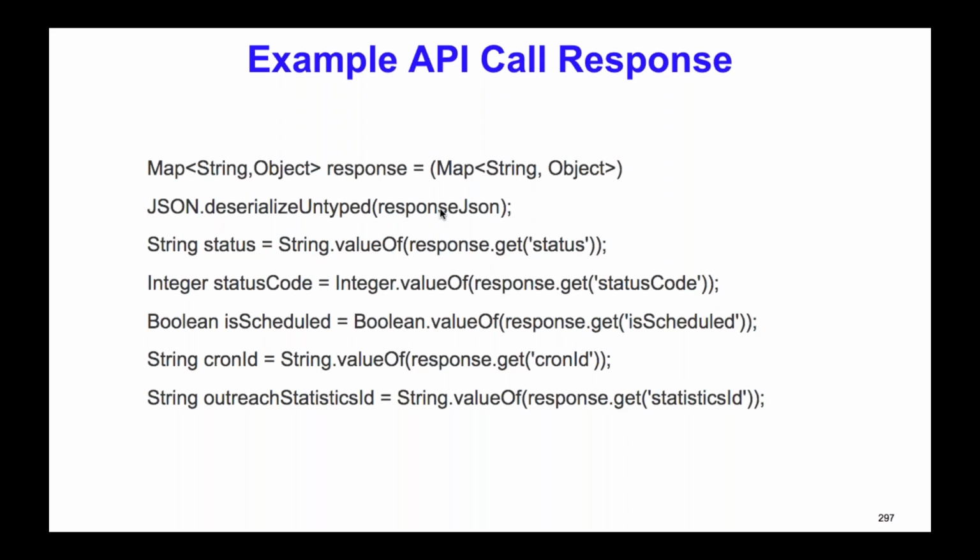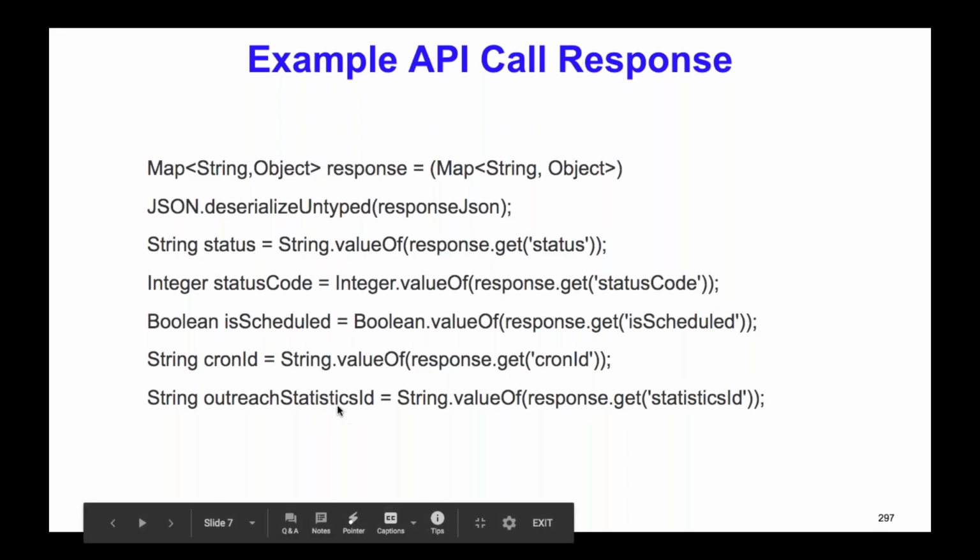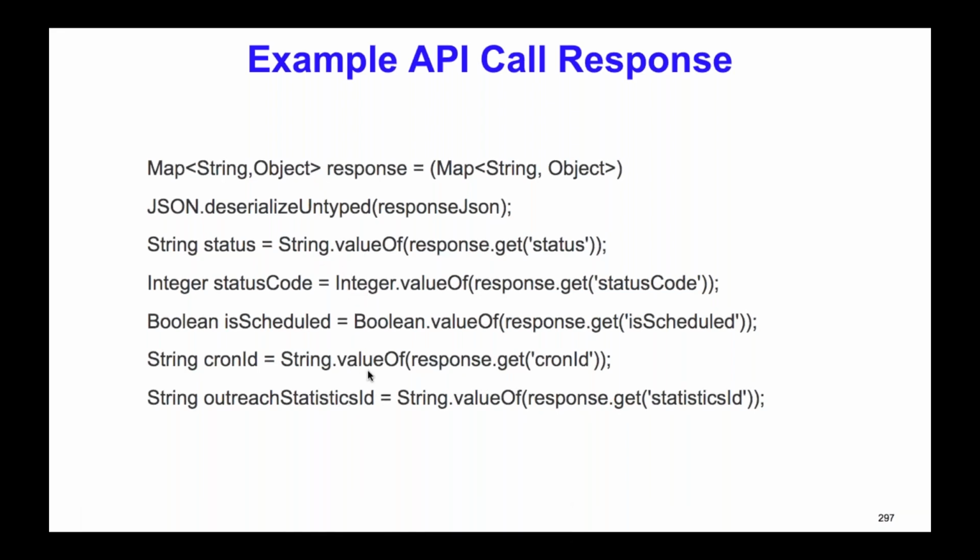As you can see, you can deserialize the response JSON, and then you can try to get the status information, the status code, whether it is scheduled or not. Also you can get the cron ID, the Salesforce cron ID, and the statistics ID, which is nothing but the outreach statistics or outreach ID. So these are the values that we send you back as a response. That's a very simple response.